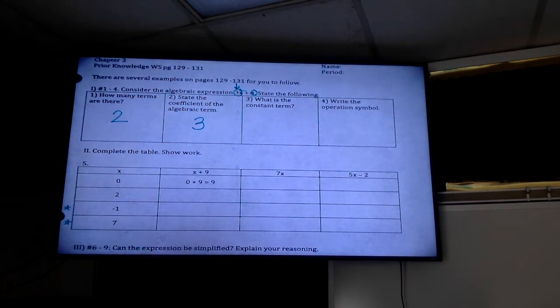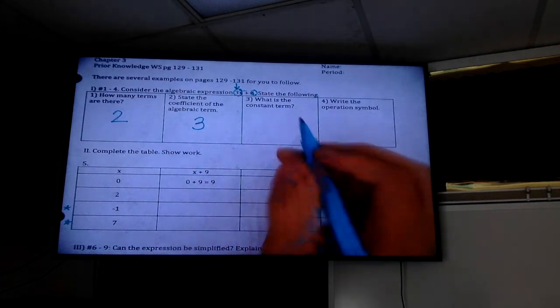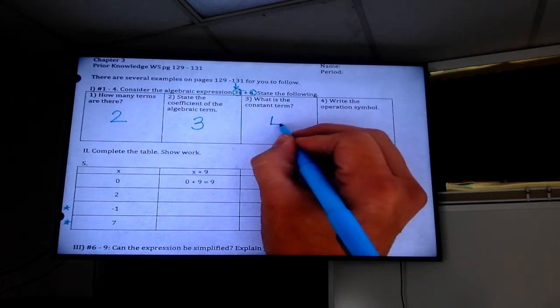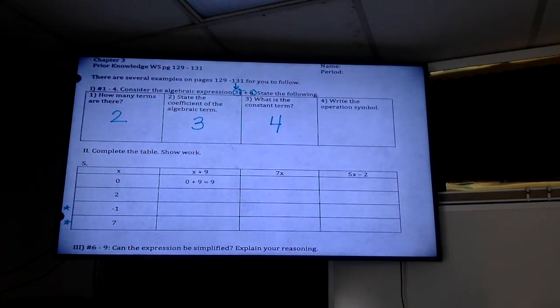What is the constant term? Remember, a constant term is a term that will never change no matter what x is worth. So your constant term is the one that does not have a variable with it. So in this case, it's the number 4.